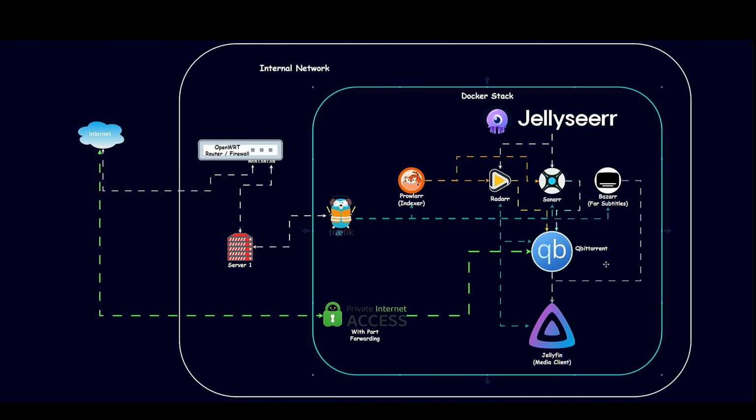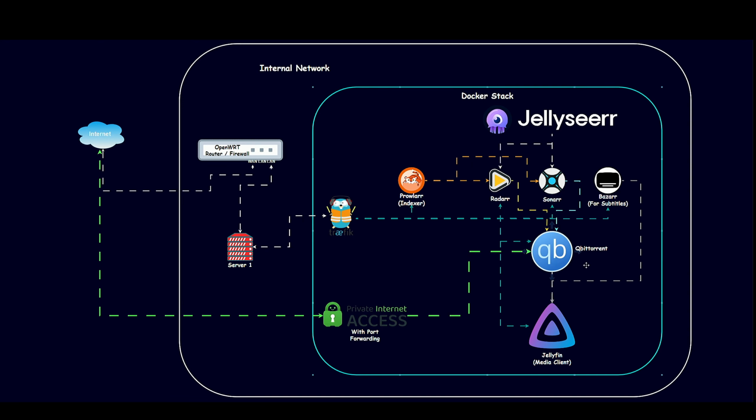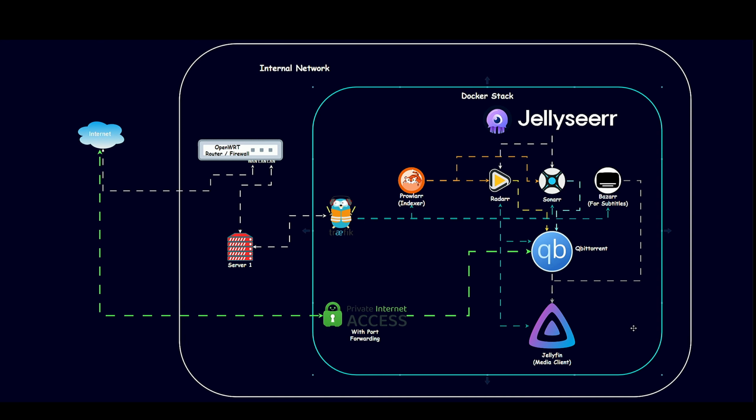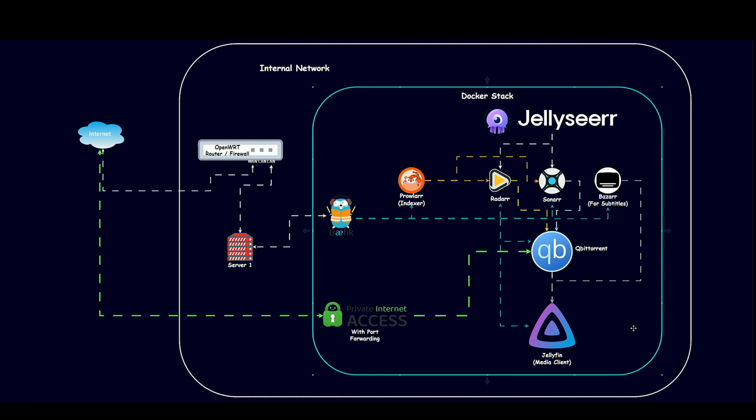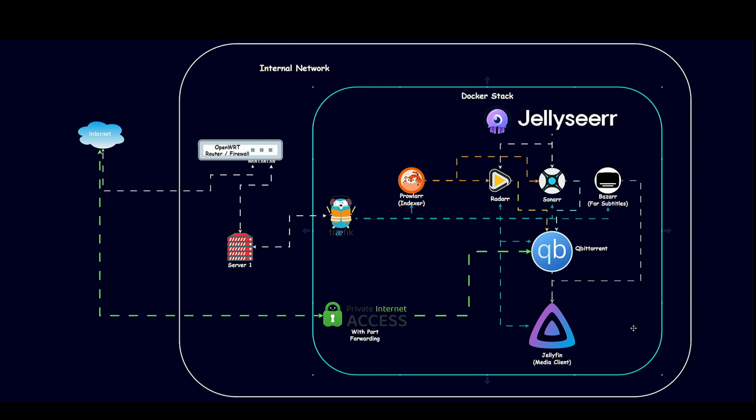And qBittorrent is the torrent client which we use to download the P2P content, and it processes Radarr's and Sonarr's requests and downloads them. After the content is downloaded, we can view it via Jellyfin.